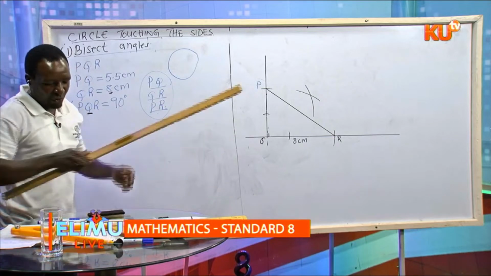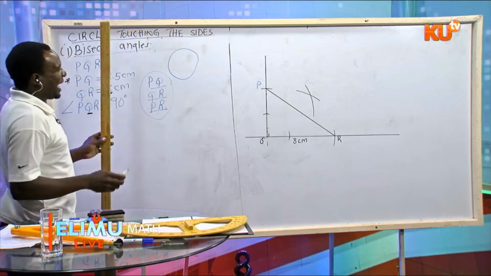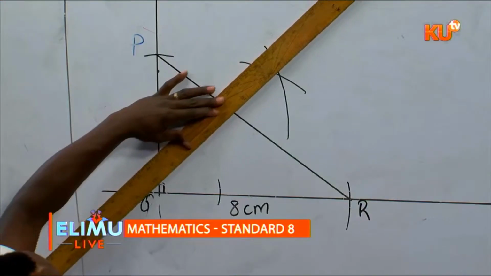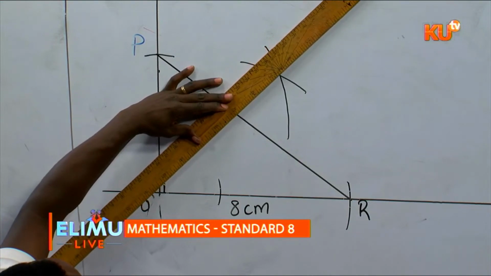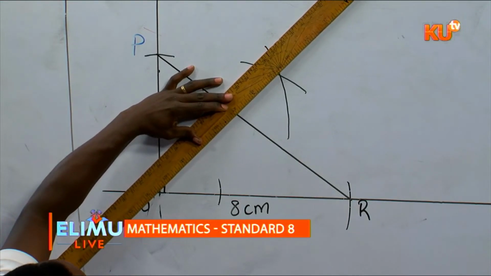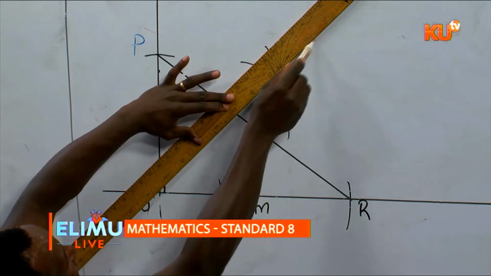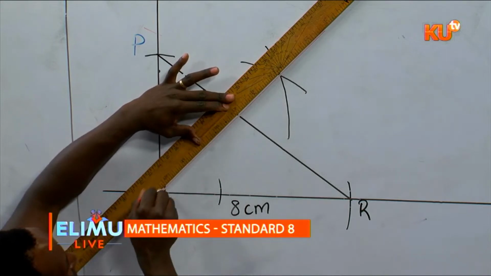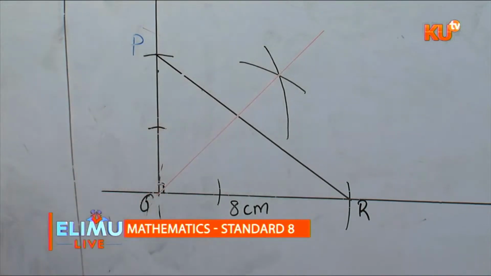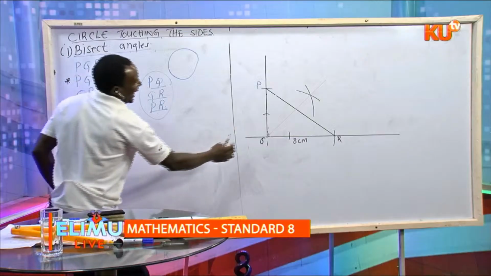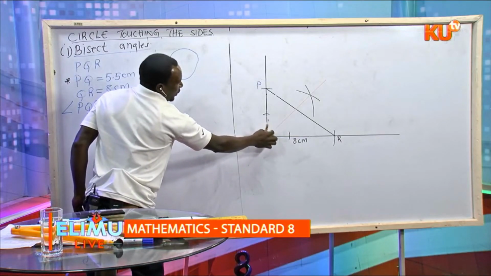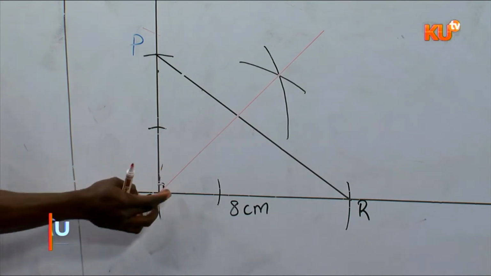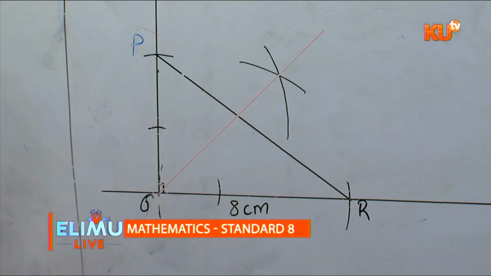Take your long ruler and also a different color. Then place it gently. Then draw the perpendicular bisector. There it is, our perpendicular bisector. I have bisected this angle. I have bisected it, and I said bisecting is dividing it into two equal parts. So I have bisected this angle.